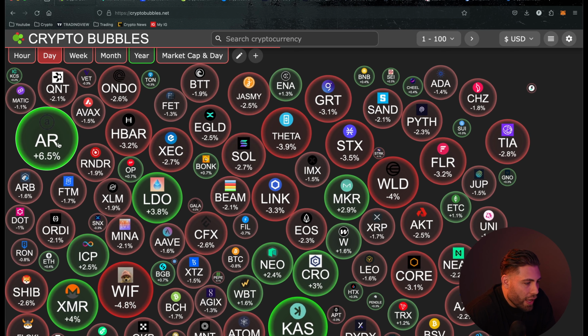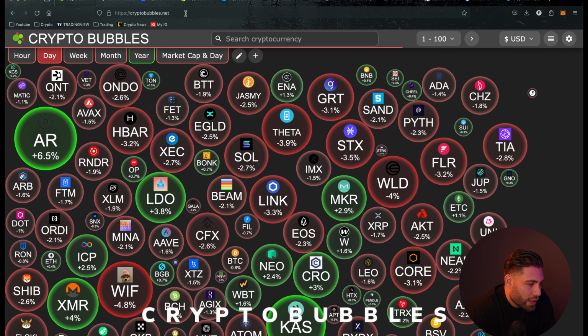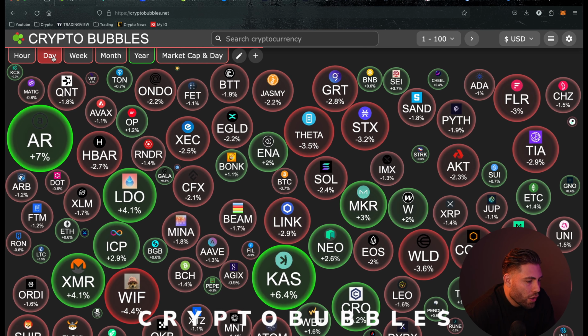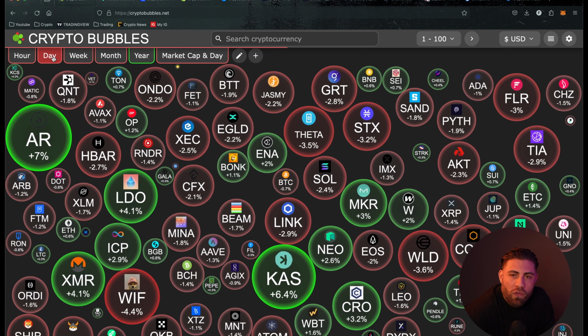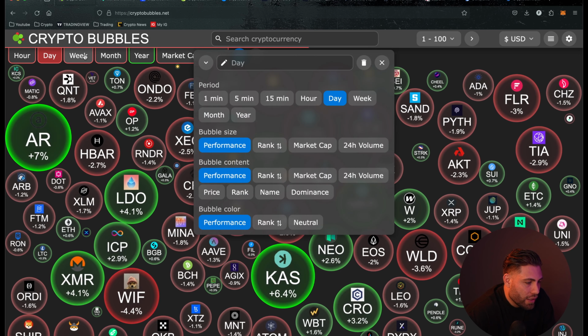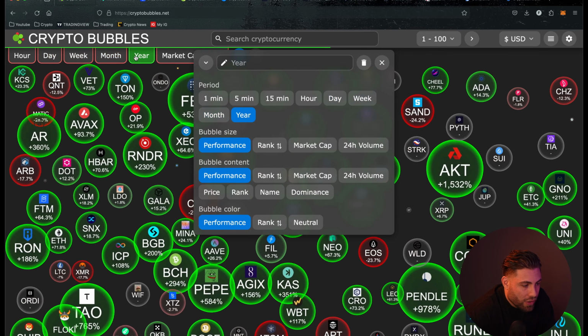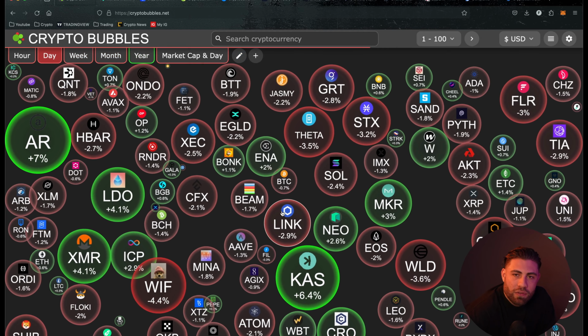So the first tool I have for you is cryptobubbles.net. Again, I'll include all the links in the description. I only use this to get an overall overview of the market. You can see daily, weekly, monthly, or even yearly. It's just a very nice, easy way of visualizing everything.